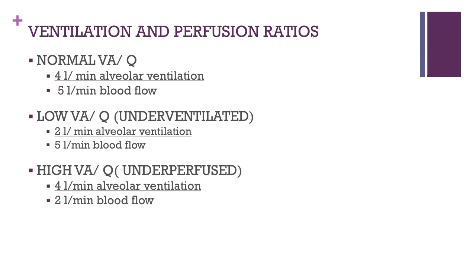High VQ ratio where you're underperfused, meaning that you're actually moving the air in and out well, but you have got very poor blood flow coming past. So we might think something like a pulmonary embolism. Something's blocking the area and we're just not getting enough blood flow through.